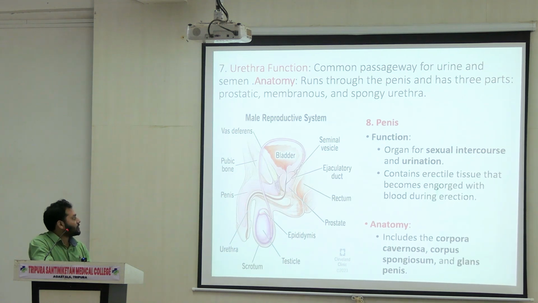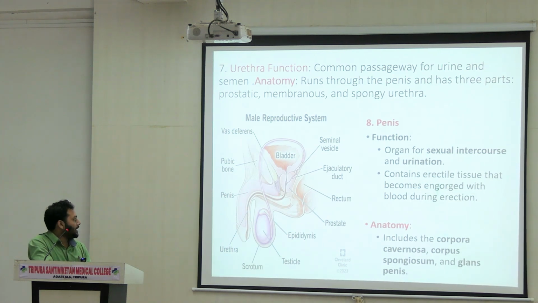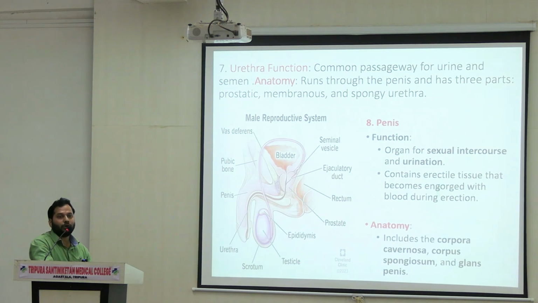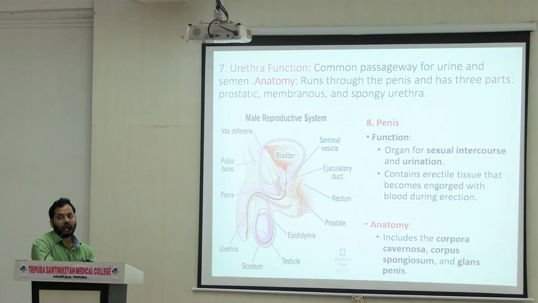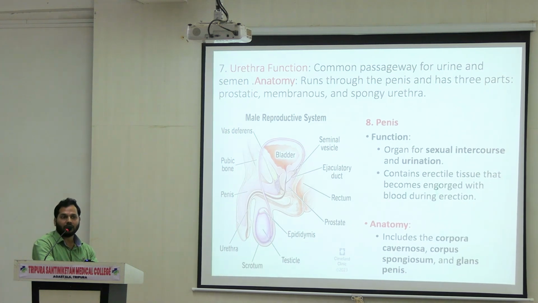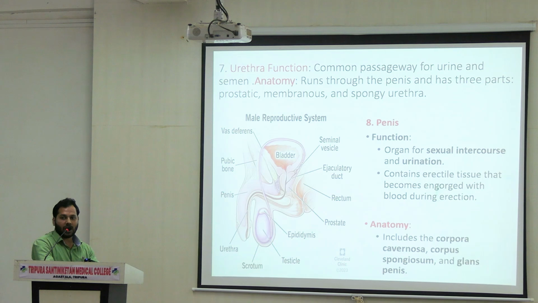Now see, this is the penis structure, and the most important function and anatomical feature of the penis is that it is composed of three different segments, and these segments act as organs for sexual intercourse, as well as being involved in the urination process. It also contains some erectile tissues that become engorged with blood during erections. So, after this, we have seen the certain structural parts of the male reproductive system, and all these male reproductive structures are functionally important.